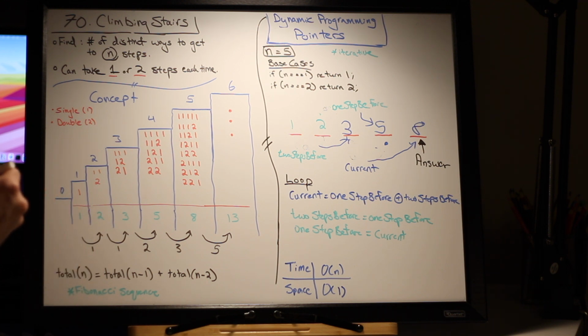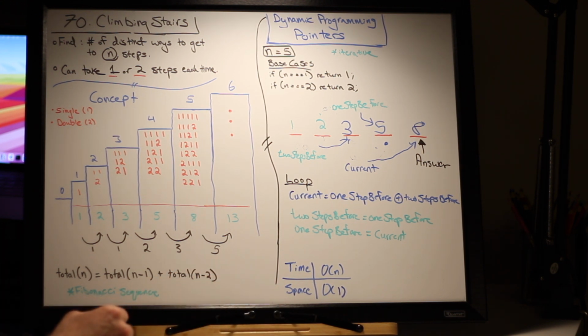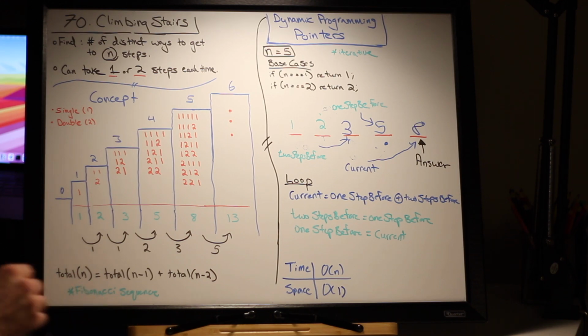The time complexity for this operation is O of n, because we iterate for n minus 2 steps, and it scales with the input size. The space complexity for this, however, is just constant, O of 1, because we don't actually use any extra data structures. We just use pointers, and those pointers are going to be constant in space.